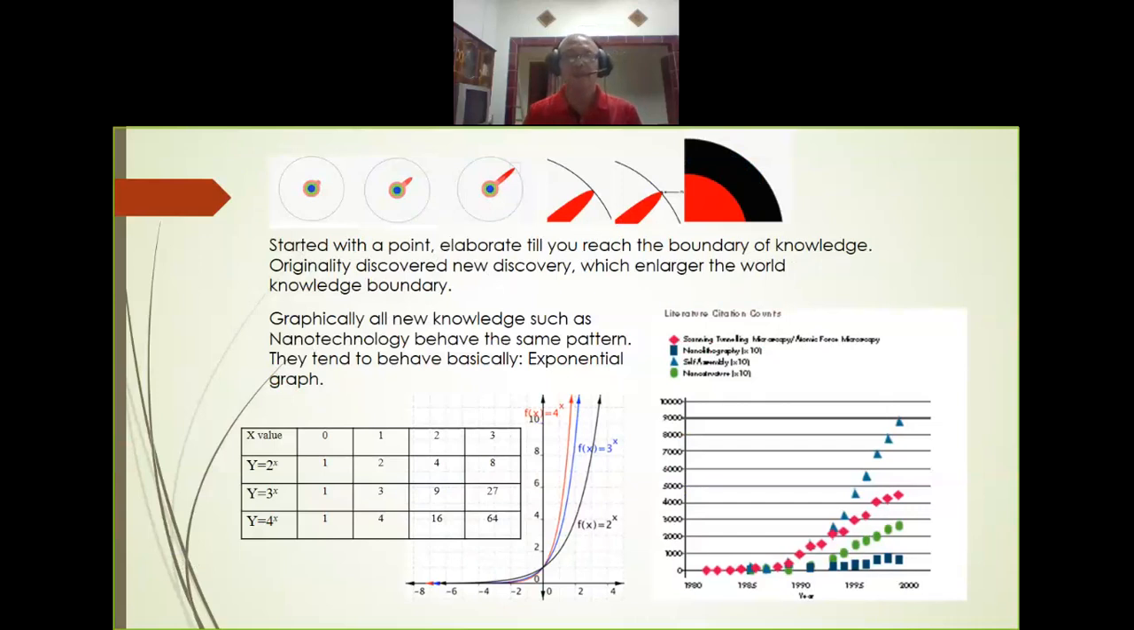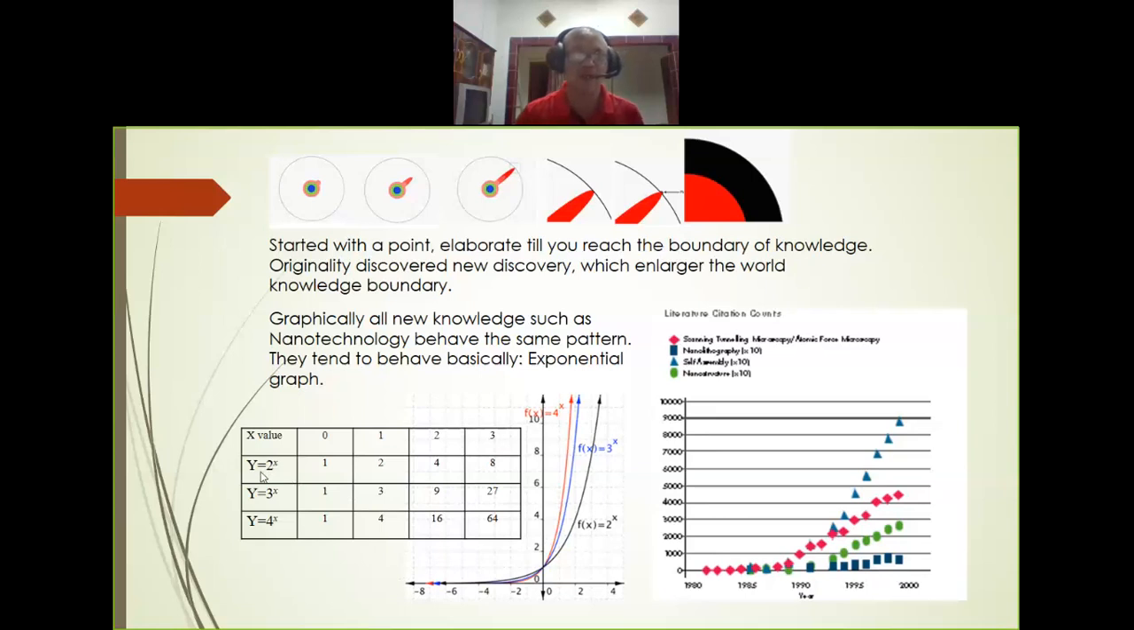So if you look at Mind's model, you start at a point and then you explore towards the outer boundary. But I would like to give you a new motto, a new formula: you start with a point, you end up at many. And how can that become possible? So you look at the exponential graph.